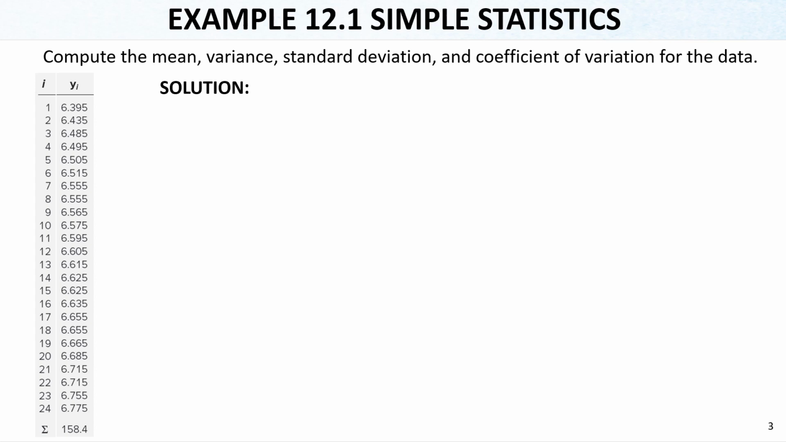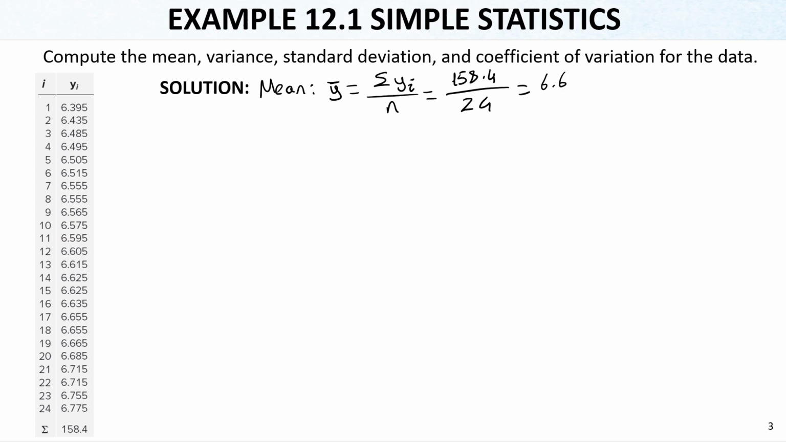Let's start with the mean value. The formulation was, if you remember, the summation of all data, yi, divided by the number of data. Basically you sum all of these, and the summation here is 158.4, divided by n, and the number of data is 24 here. When we have this, the mean is 6.6. So you can see the mean is between 6.775 and 6.395, around 6.6.